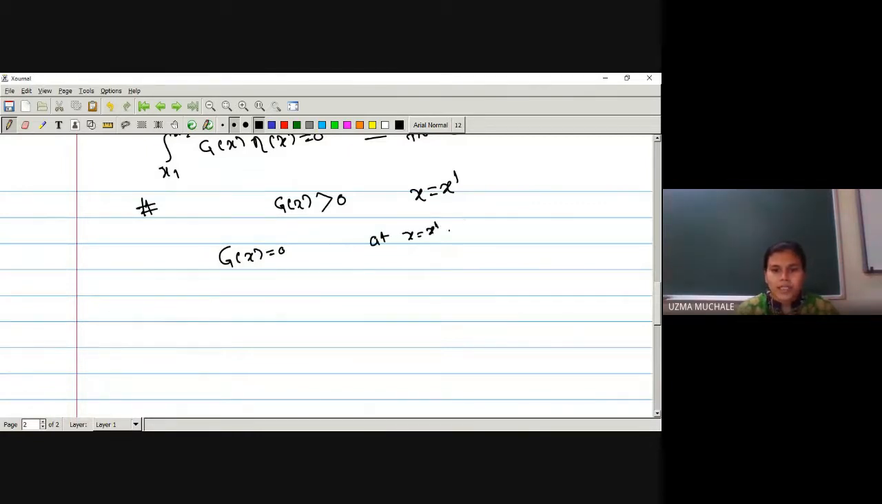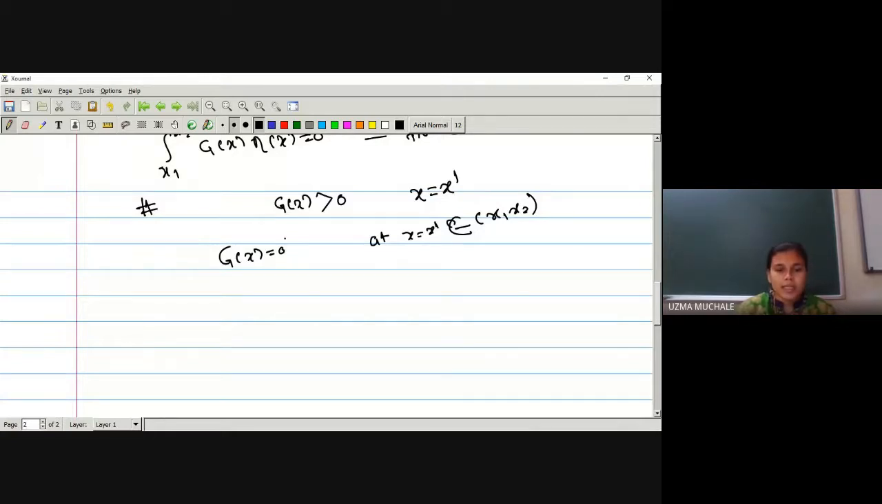We have selected a point x dash from x1 to x2. Initially we have to prove that g of x is identically equal to 0, meaning that g of x is equal to 0 in the whole interval. But we have selected at least one point at which the value of g of x is greater than 0.